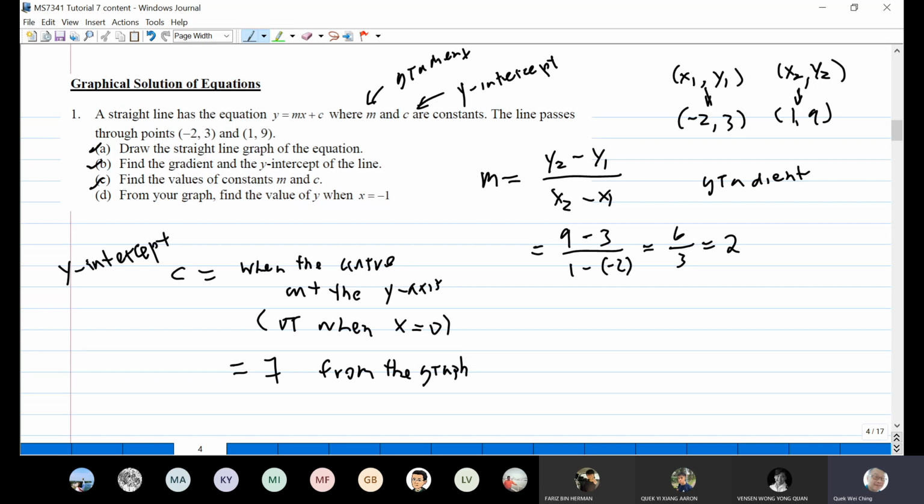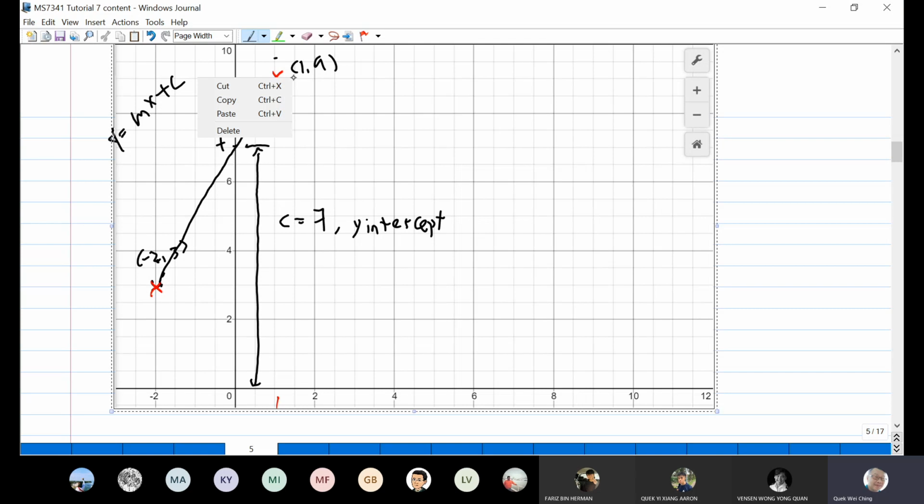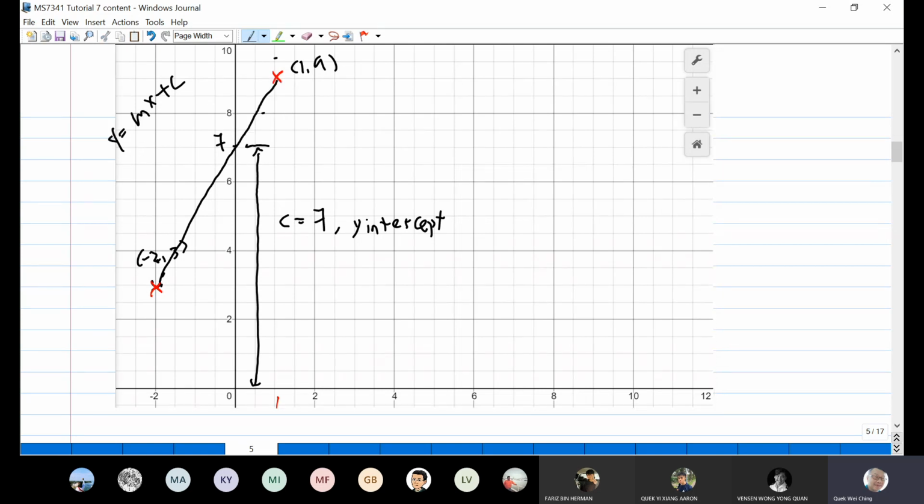So what is the equation now? The equation is Y equal MX plus C. So M equal to 2 now, and C equal to 7. So this line here has this equation.